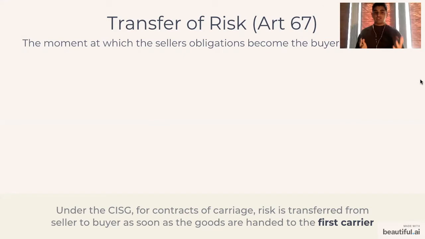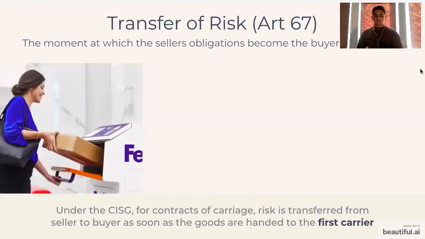And under the CISG, for contracts of carriage, that's when there's delivery of goods. Risk will be transferred from the seller to the buyer as soon as the goods are handed over to the first carrier. Essentially, it would be a scenario like this. Say, for example, that is the seller. As soon as she hands over the goods to the carrier, who is going to then ship them over to the buyer, that's when risk is transferred. That's when the buyer is under the obligation to pay and take delivery.